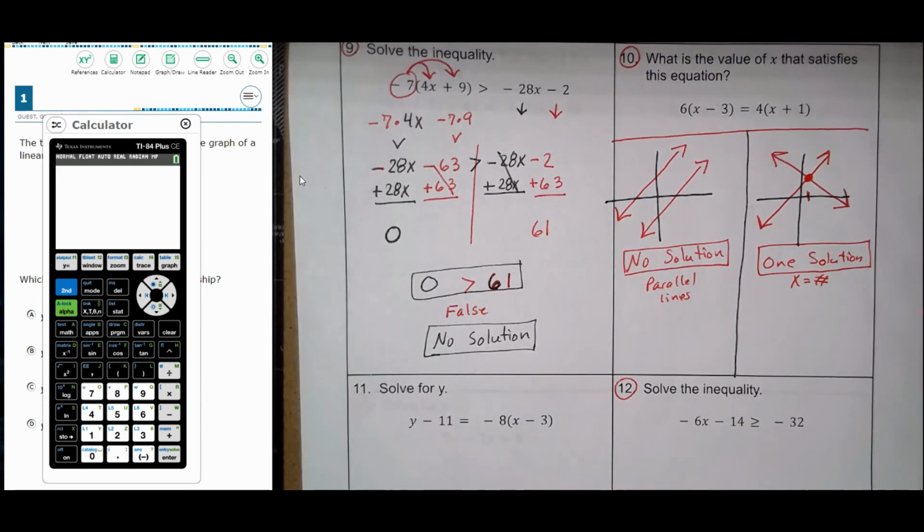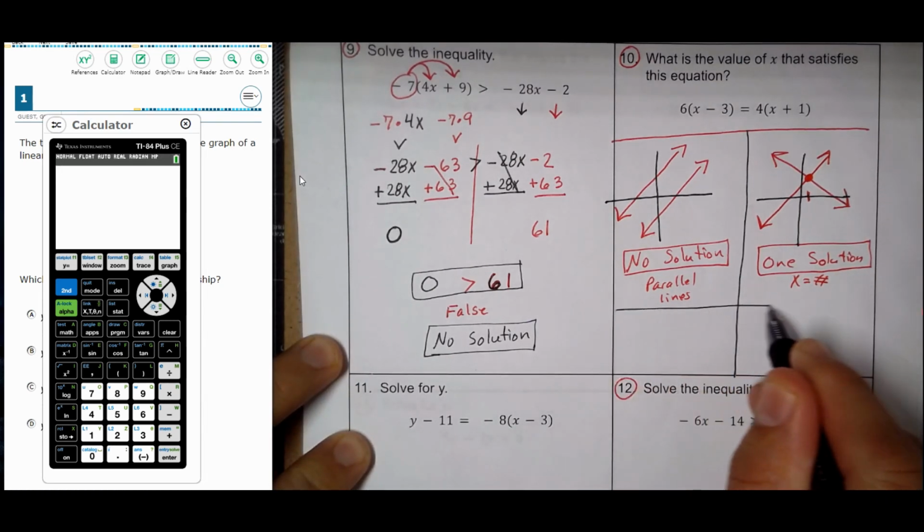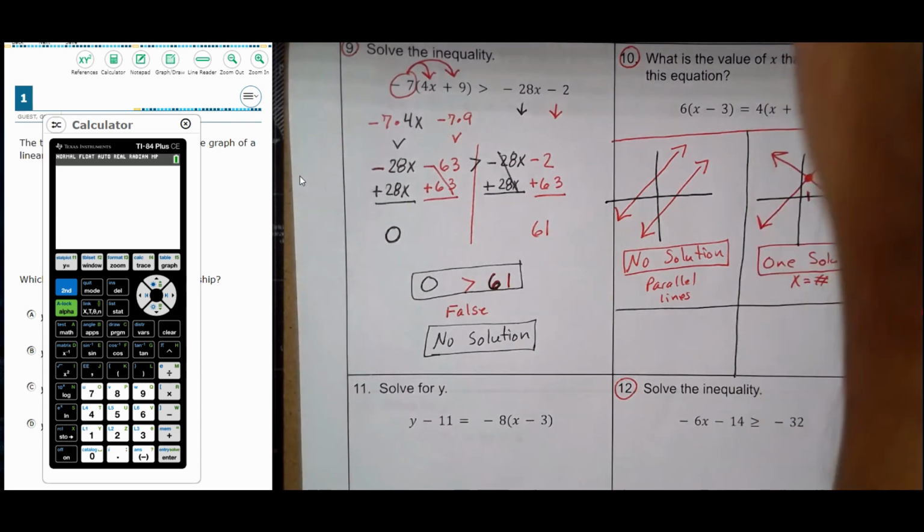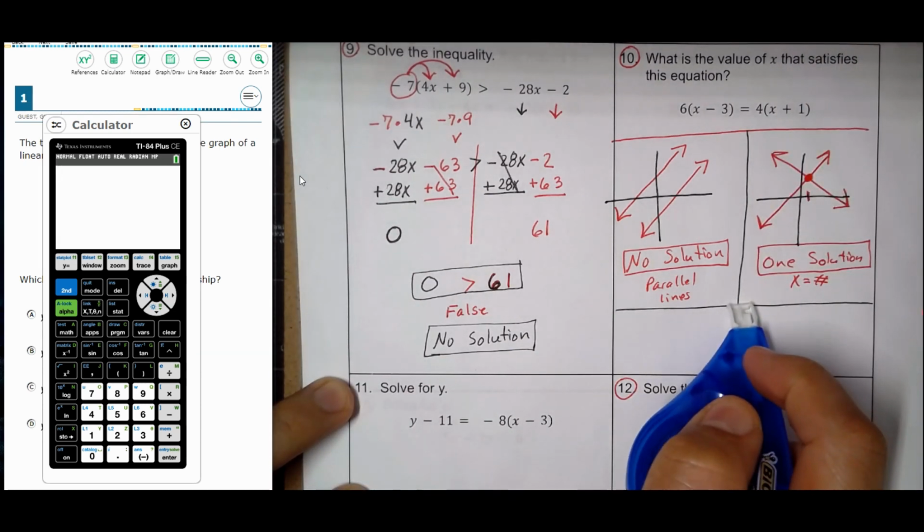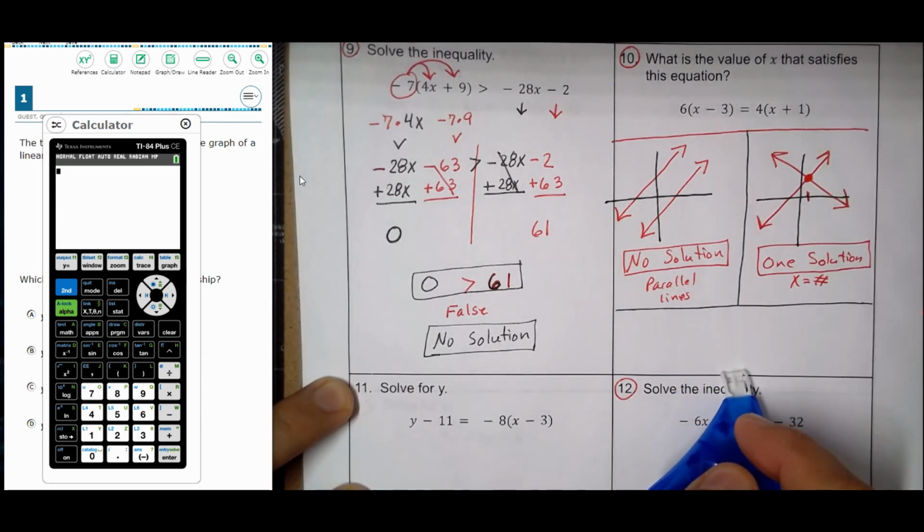You have a third situation that can happen as well. I want to talk about it. You know what? I should have made this box just a little bigger. So let me fix this.